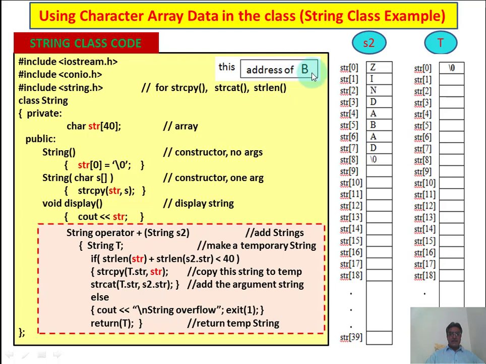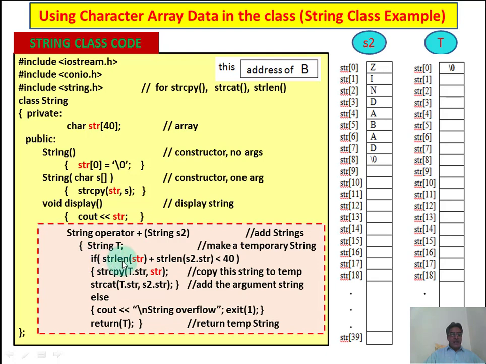Here this is an error, so I mistakenly wrote B. Here we will write P. The address of P will be stored in this pointer memory because P is calling this plus operator.